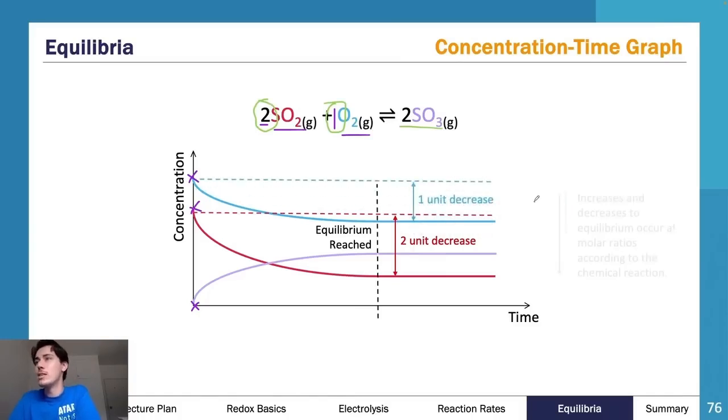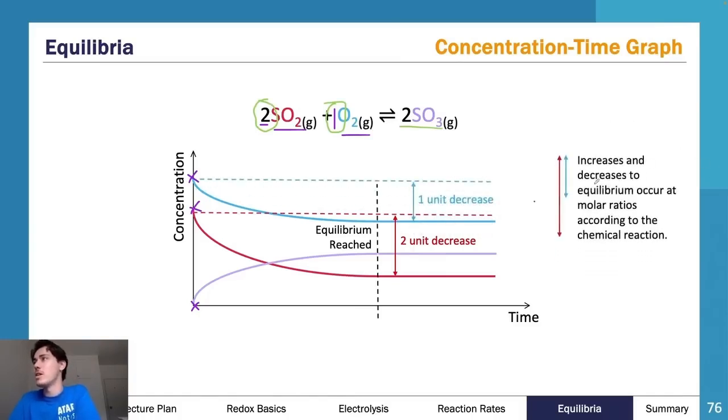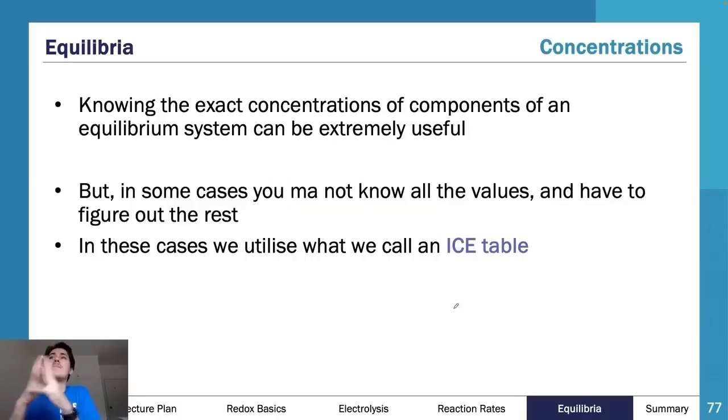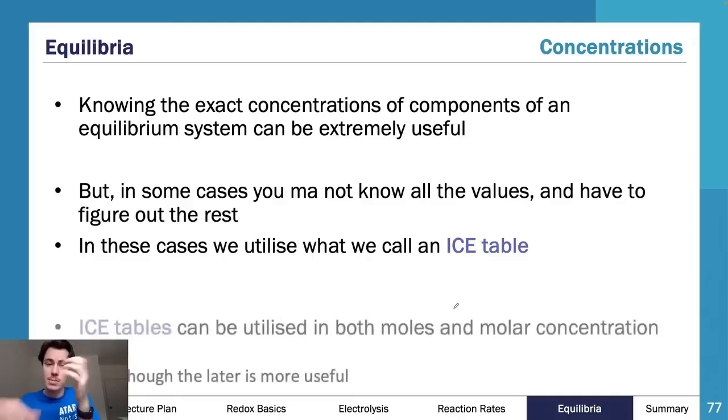So 1 unit increase. So increase and decrease to equilibrium occur at molar ratios according to the chemical reaction. So the increase here would also be a 2 unit increase. So both of these would be the same, essentially, unit increase/decrease. So knowing the exact concentration of components of an equilibrium system can be extremely useful. But in some cases, you may not know all the values, and you need to figure out what the rest are. So in this case, we determine them by using what we call an ICE table.